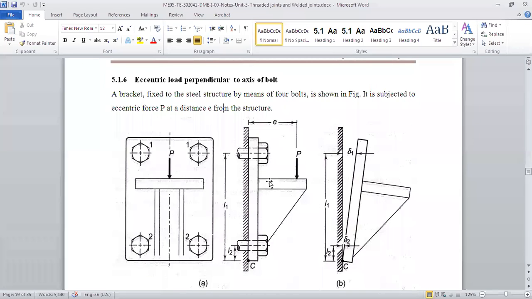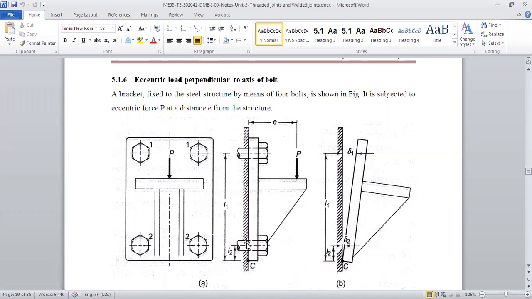Okay, as I said, in this case, when the load is perpendicular to the axis of the bolt, that time there will be direct shear as well as tensile. Now we have to find out by what stress this bolt will be stretched. So basically we have to find out tensile stress. How can we find that? So we will see that slowly, step by step.